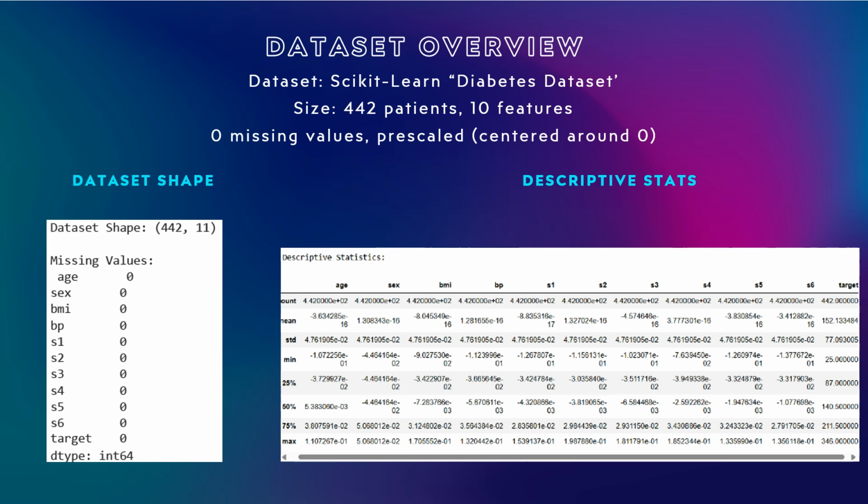I used the diabetes dataset containing 442 patient records. As shown in the left image, there were 0 missing values. The descriptive statistic table on the right confirms that the input features are already standardized, while the target variable represents the quantitative measure of disease progression.